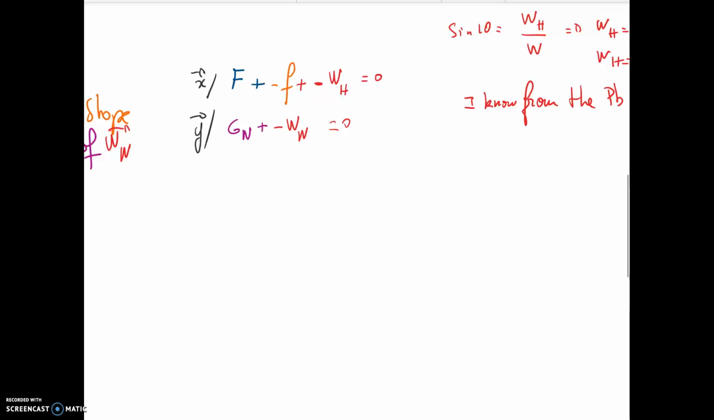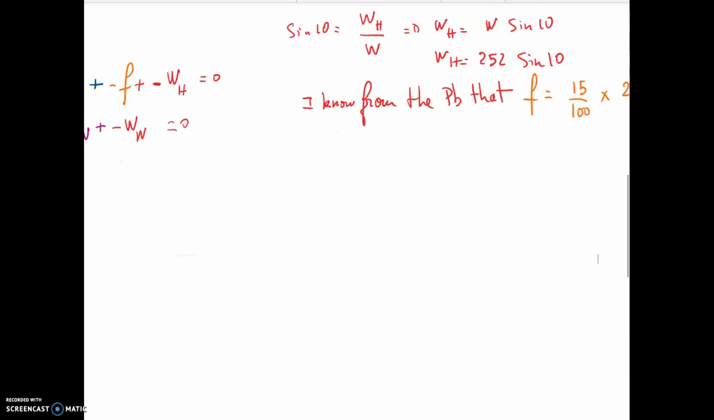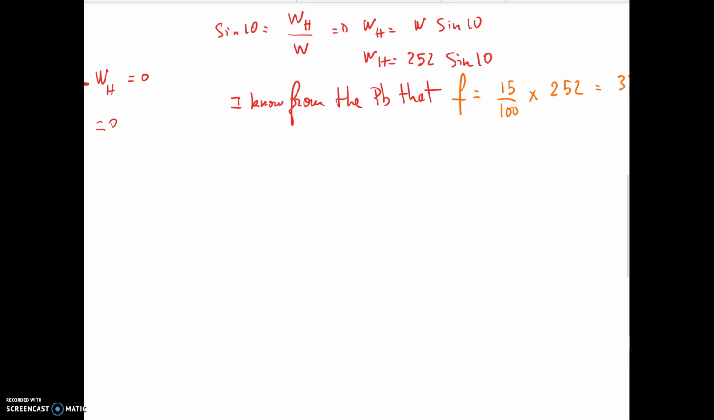If you look at it, you will see that on the x component, the only forces you have on the horizontal will be F plus negative the friction plus negative the WH. Why negative for both of them? Because when you look at the direction of F and lowercase f and WH, you can see that they are in opposite directions. This is why you have negative f and negative WH. Same thing for Gn and negative Wn. When you look at your picture, you can see why I'm able to define that WH equals W sine 10.